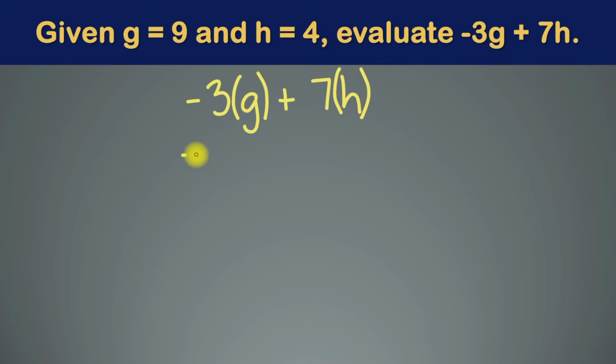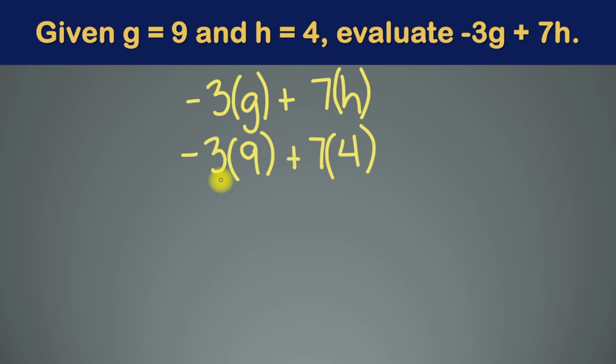So negative 3, parentheses, so g is equal to 9, so I'm going to put a 9 instead of g, plus 7, parentheses, which means times, h, which is 4, close parentheses.